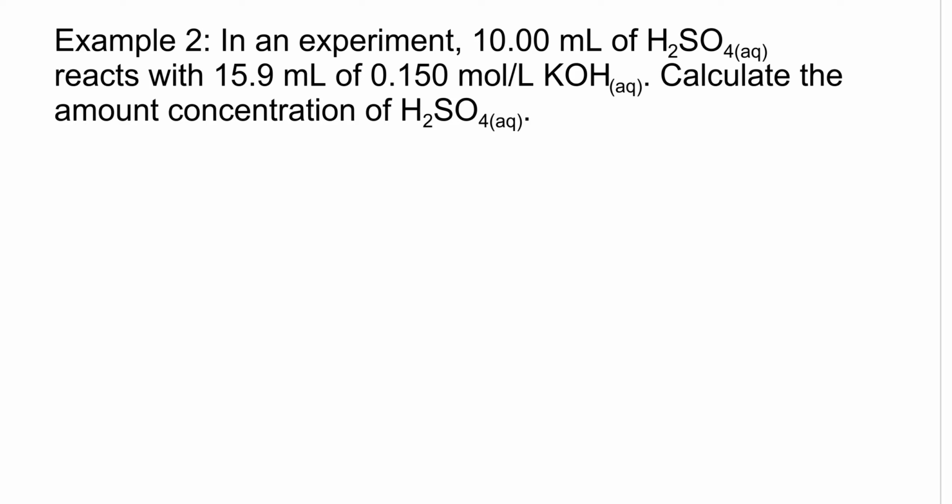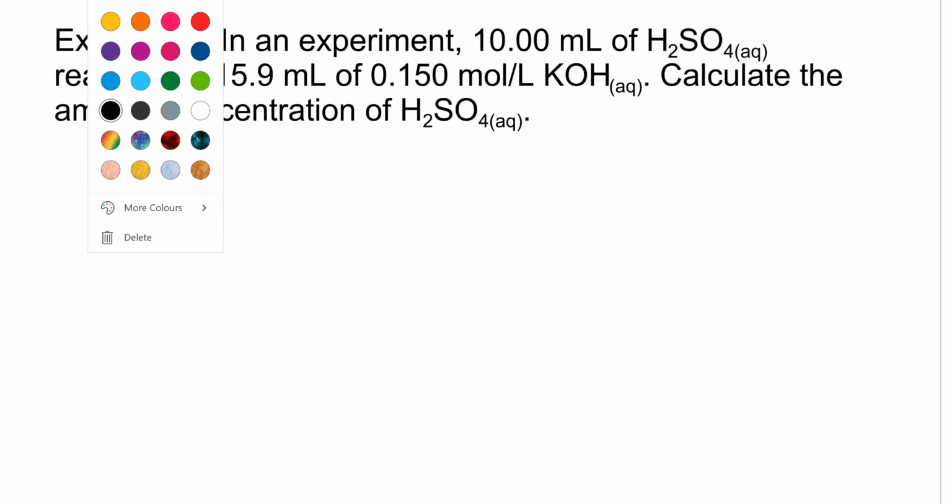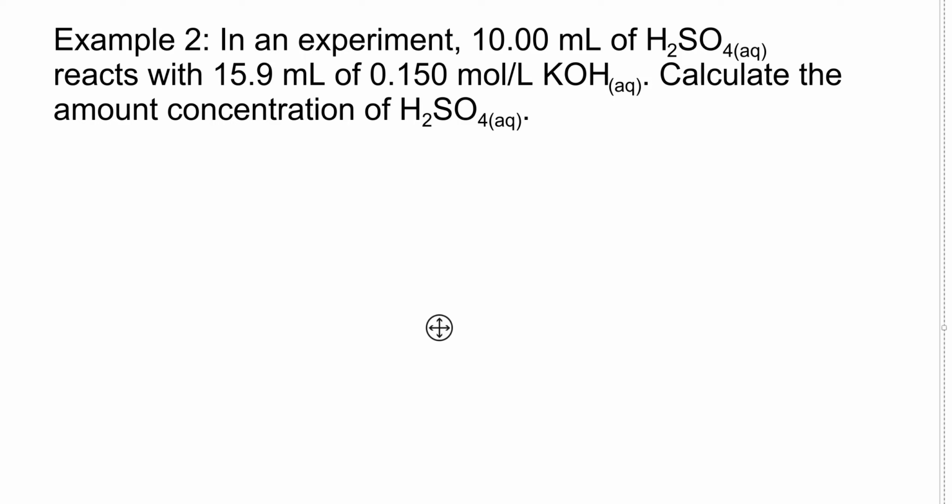All right, let's try this out. In an experiment, 10 milliliters of sulfuric acid reacts with 15.9 milliliters of 0.150 mole per liter potassium hydroxide. Calculate the amount concentration of sulfuric acid that we had to begin with.